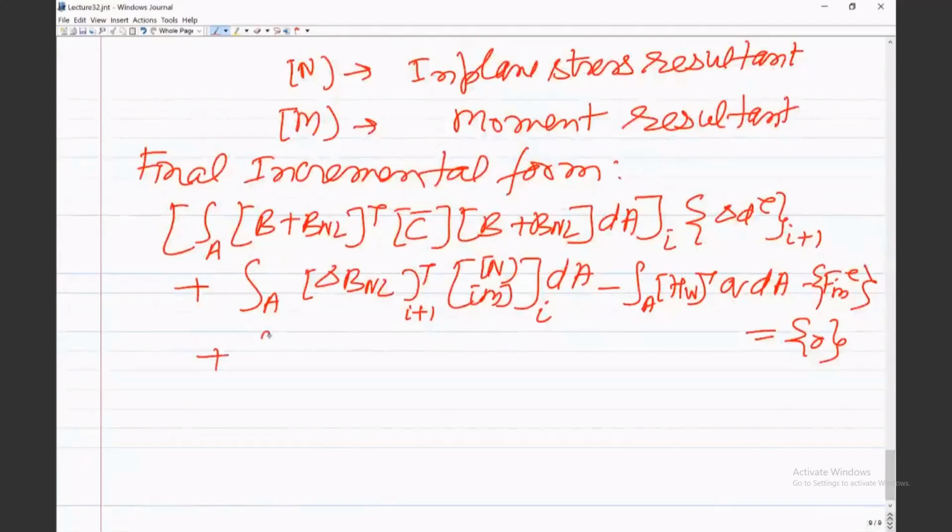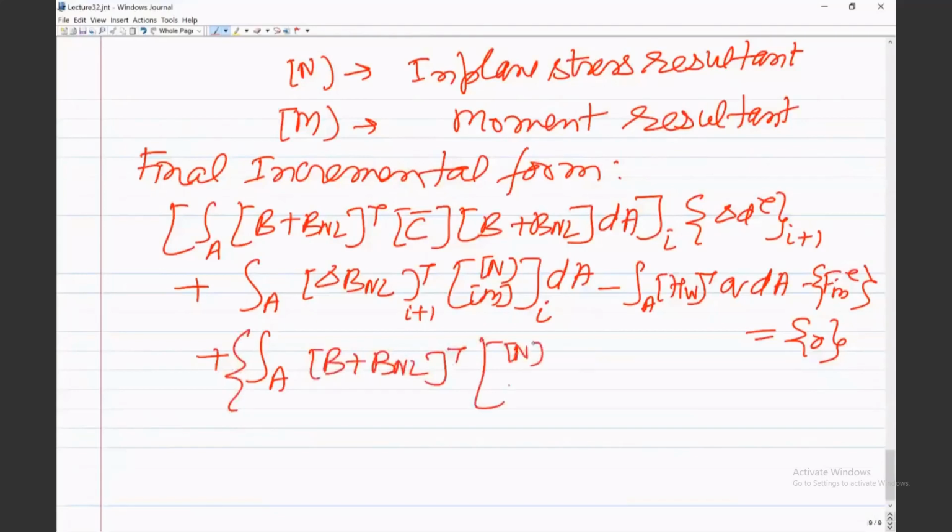So here you'll have plus integration over area, and that's a vector. We will have B plus B NL transpose, and then we will have this N and M dA. This is evaluated at the previous iteration. So this term will be there. Thanks for pointing it out.